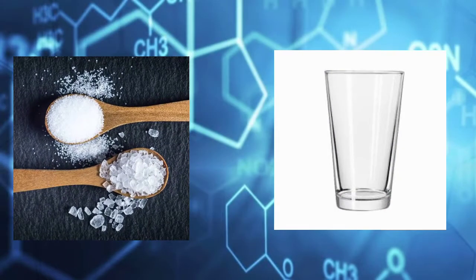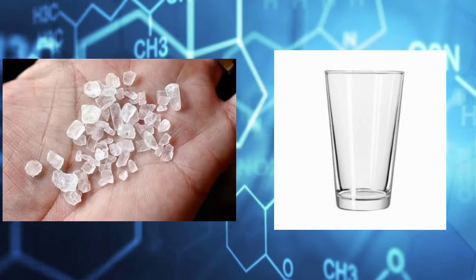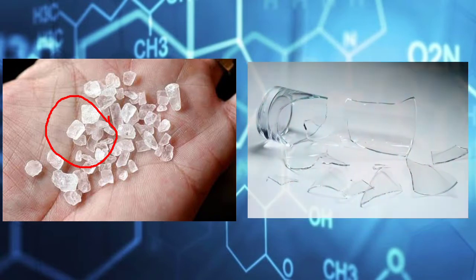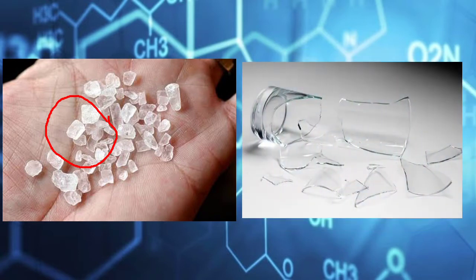Here's an example. If we cut a table salt, they will form a cleavage form or even surfaces. As you can see here in the picture, they still form a cube figure. Like if we break or cut a glass, they will not form any cleavage form. Instead, their surfaces are uneven, as you can see here in the picture.